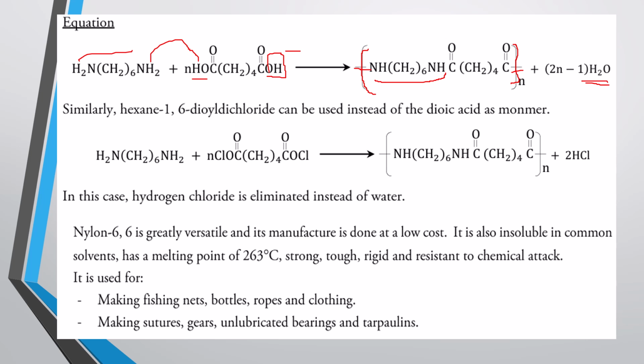So also hexane-1,6-dioyl dichloride can be used instead of the dioic acid, and they're going to combine in the same format. So the chloride is going to go with one hydrogen atom, and also this hydrogen atom is going to go with the one chloride, and then we lose hydrogen chloride, and that's how we form polymers.